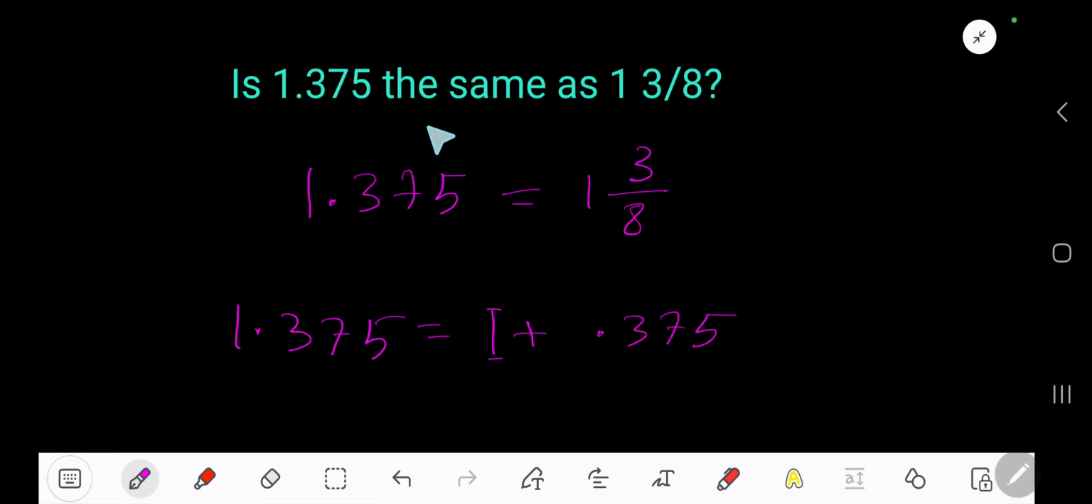Is 1.375 the same as 1 and 3/8? The answer is yes. This is a decimal number, and this is a mixed number. A decimal number has two parts: this is the whole number part and this is the fractional part.